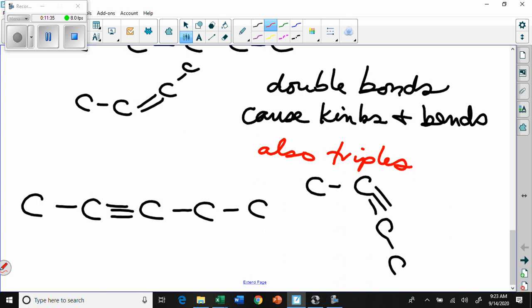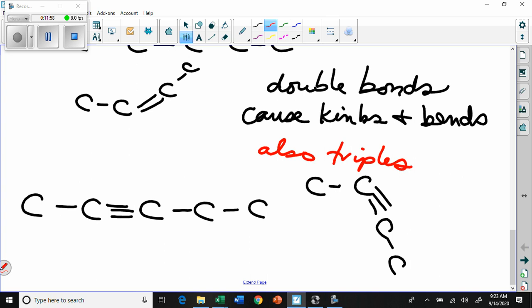Because shape is the secret to biology. Molecular shape is the secret to biology. So that's all I'm going to go into with this carbon. Those of you who've taken chem have a little bit more under your belt. Those of you who haven't, don't worry, it'll all make more sense later when you take chem.